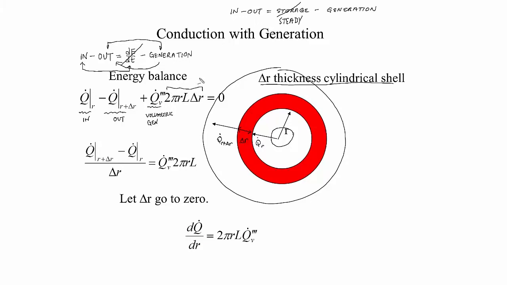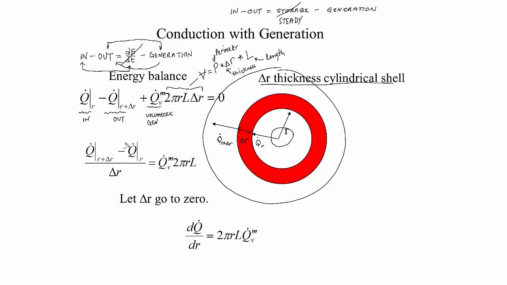Times the volume of this shell, which is the perimeter times the thickness times the length. Okay, so it's perimeter P, thickness delta R, length L. So that's what this represents.